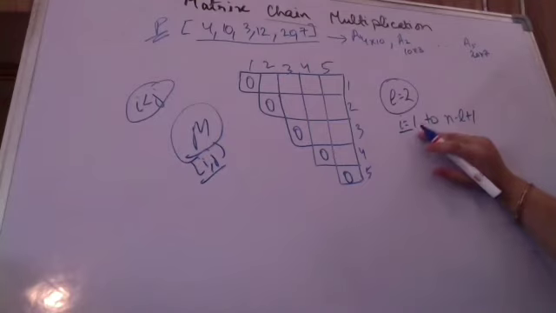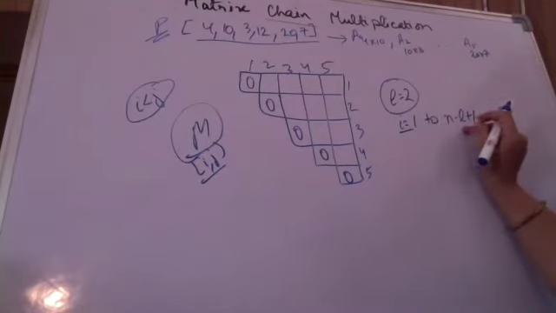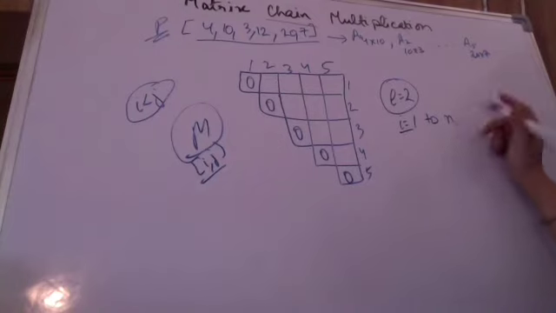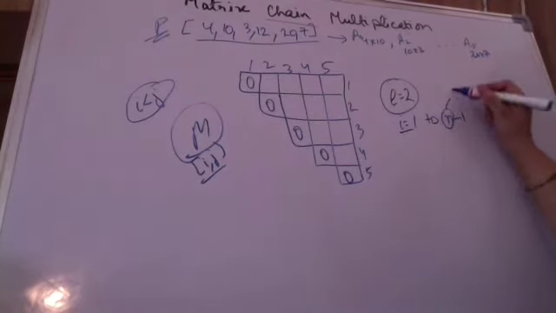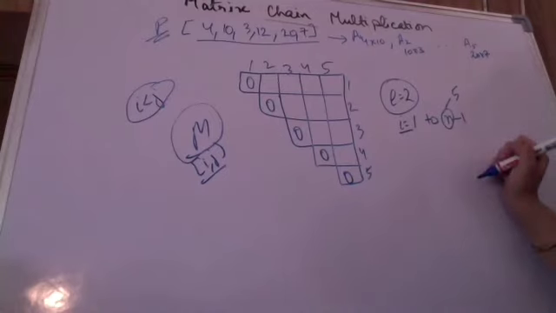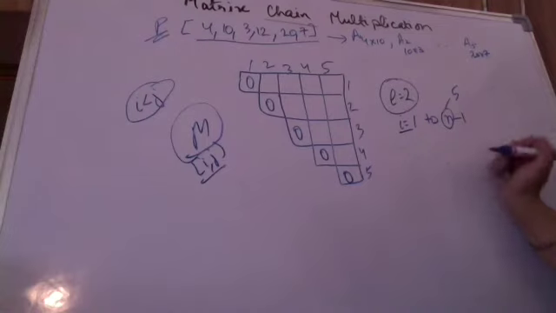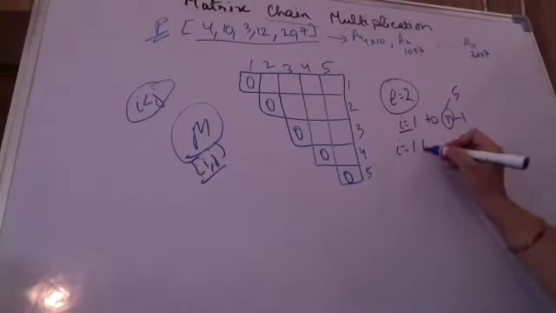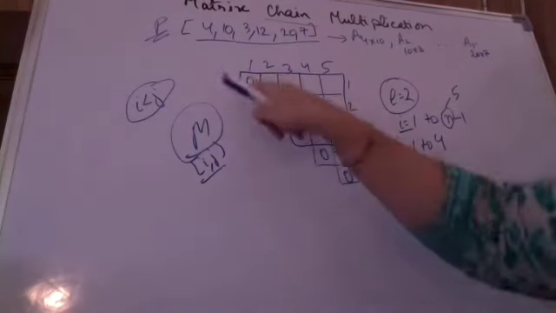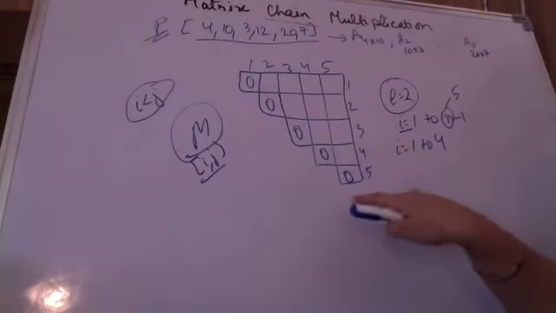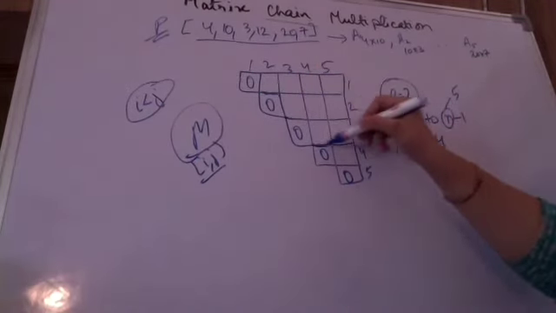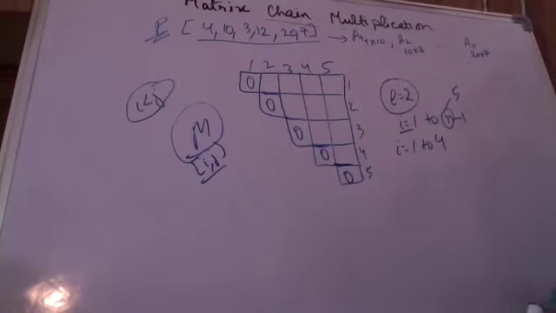that is n minus 2 plus 1, which is n minus 1. What is n? n is 5. The number of matrices is 5. So I will be running this loop from 1 to 5 minus 1. So my loop is running, i is running from 1 to 4, up to here. We will not calculate for this. We will be calculating this element, this element, this element and this element. Clear?